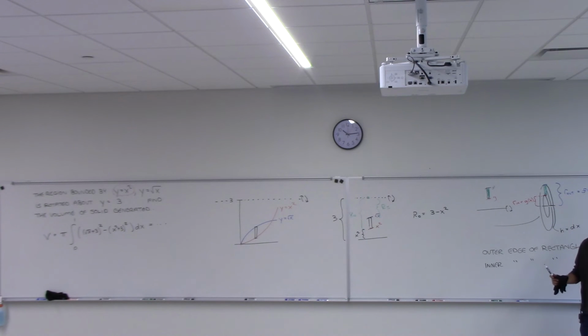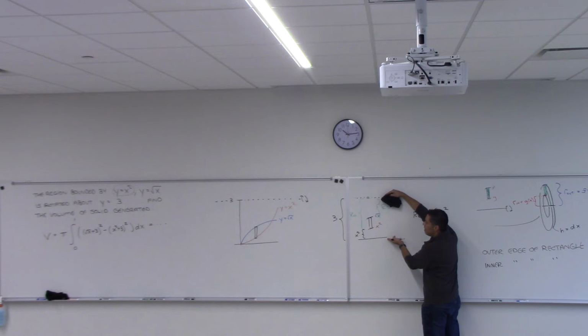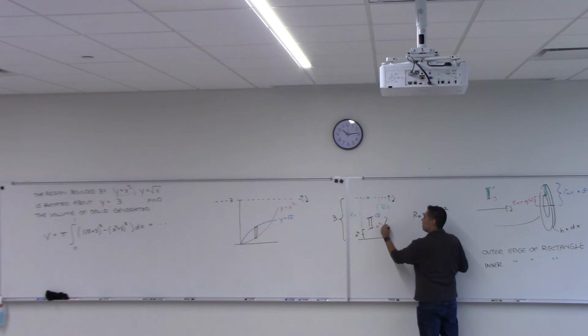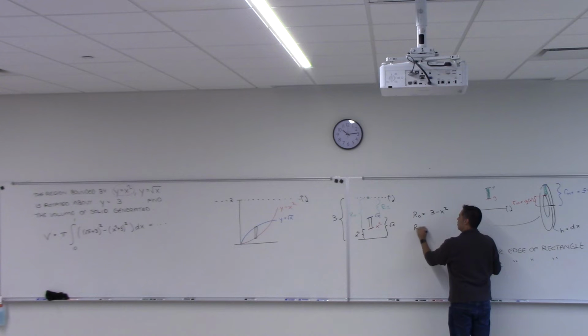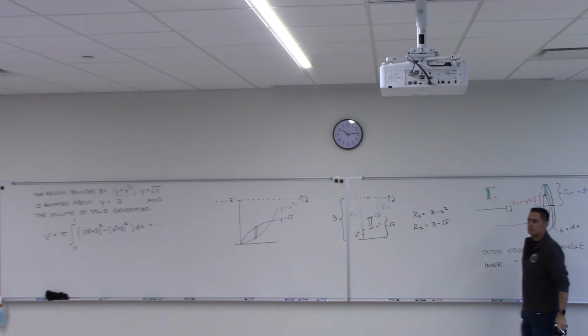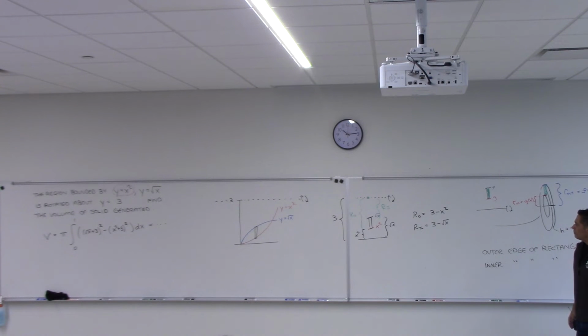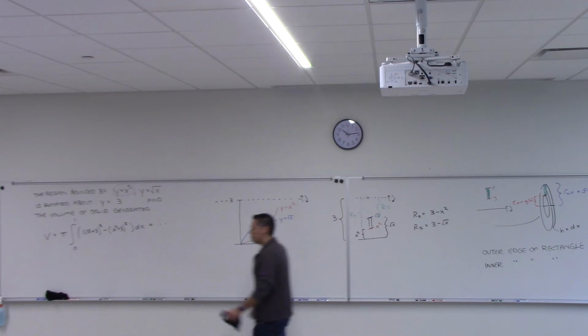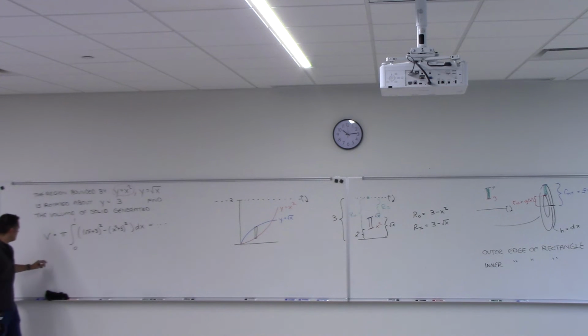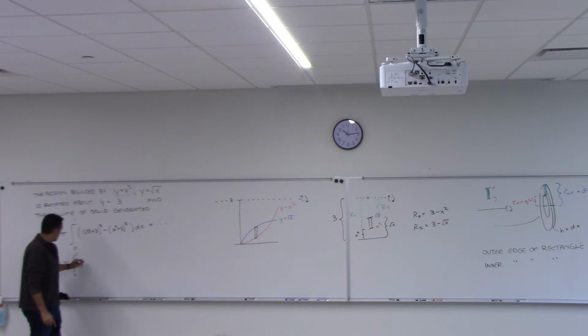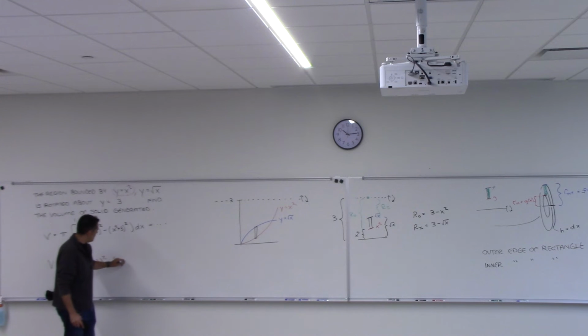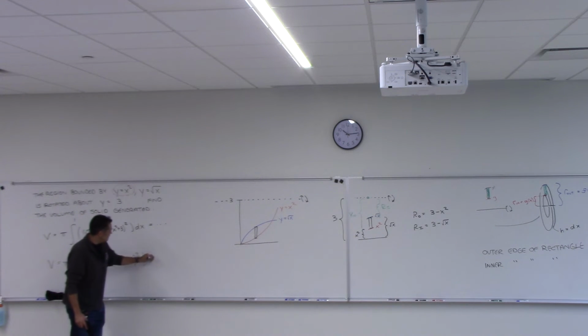Y'all see it or not? I mean, y'all are looking at me kind of weird. Y'all are okay? What would R in be then? 3 minus that distance from here to here. So from here to here is square root of x, and again, the whole distance is 3, so you take away that. So R in would be 3 take away square root of x. That's it. Set it up. It's gonna look a lot like this, right? It's similar, not the same. So the volume of that would be pi integral 0 to 1 of the outer radius squared, so 3 minus x squared, squared, minus the inner radius, 3 minus root x, that squared, dx.